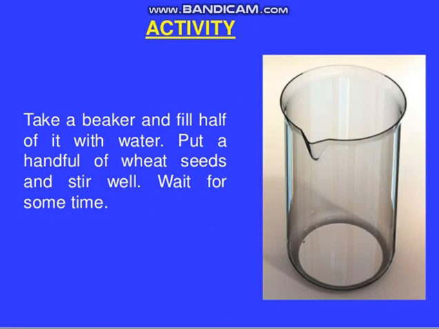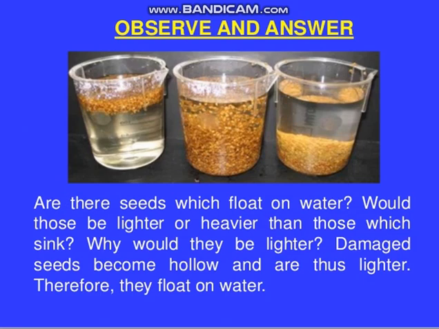We can take barley seeds or wheat seeds, then stir well and wait for some time. Now, what do we observe? Some of the seeds settle down at the bottom while others float on the surface. On this basis, we can conclude that seeds which are unhealthy and infected by pests or insects become hollow, and that's why they are lighter in weight and float. Whereas the healthier seeds settle down at the bottom. In this way, we can easily separate the healthier seeds from the unhealthy ones.